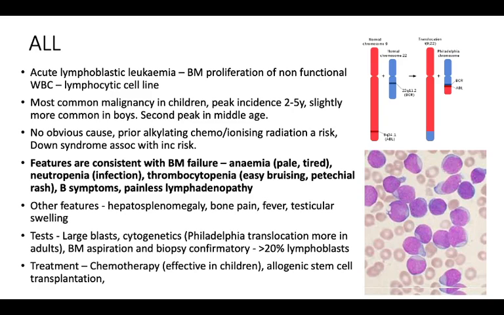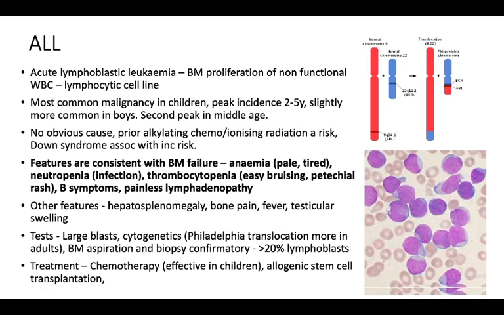So how might a child who's about 3 years old present with ALL? Essentially they present with signs and symptoms of bone marrow failure. They might have an anemia, and as a result might be quite pale or quite tired all the time. They might have a neutropenia, which means they're getting frequent infections, and they might have a thrombocytopenia, and as a result have easy bruising, or they might develop petechial rashes.